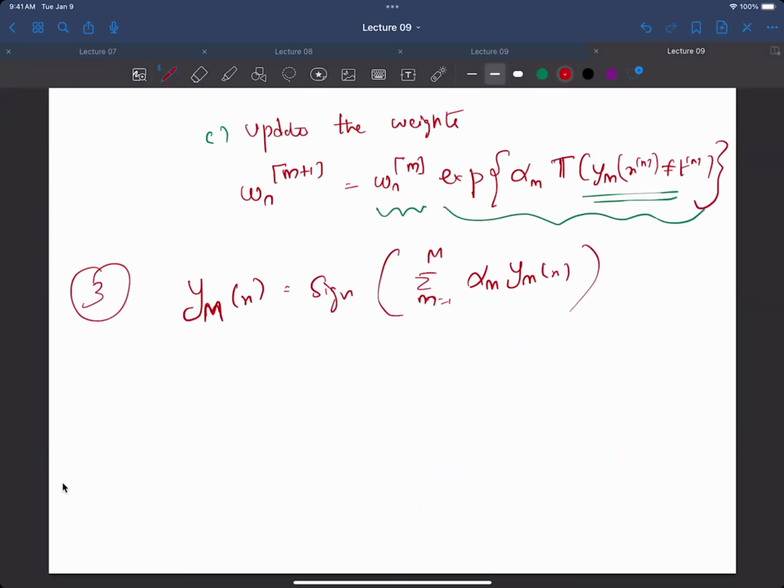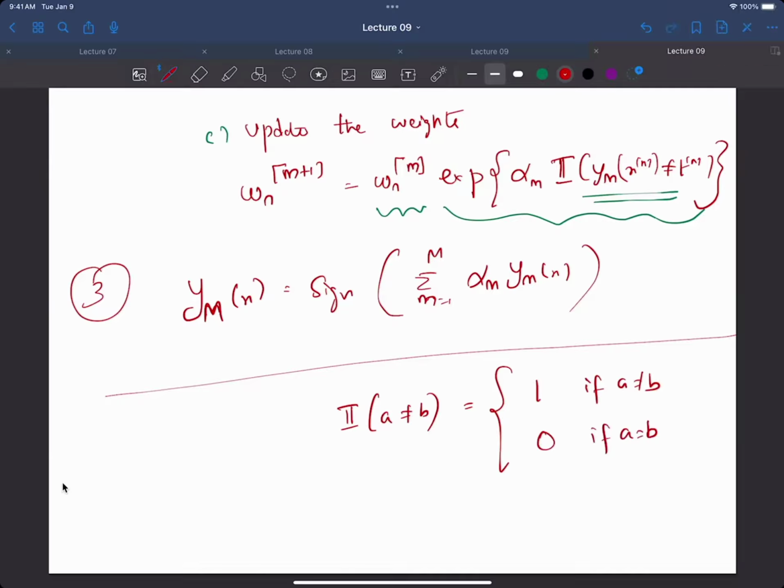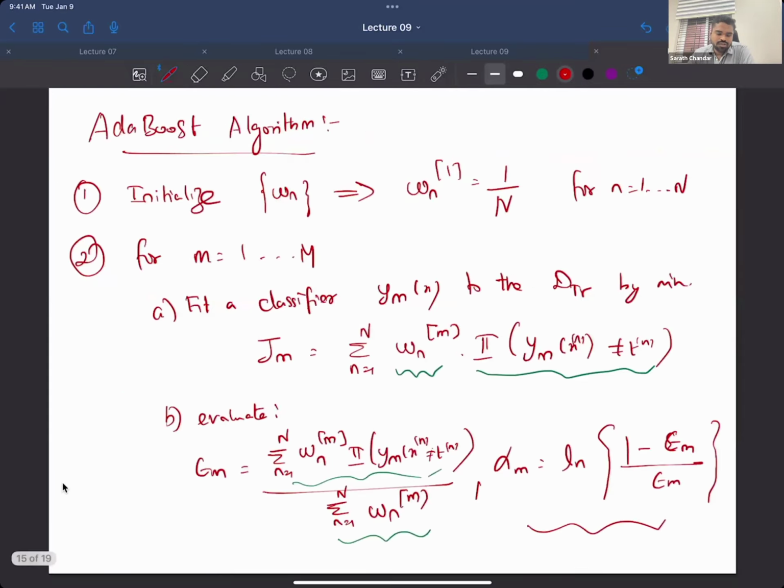So maybe for people who don't know the indicator function, the indicator function of a not equal to b is going to be 1 if a is not equal to b. It's going to be 0 if a is equal to b. Okay. I think now you can implement this algorithm. If I ask you to implement AdaBoost, you should be able to implement it because the algorithm is clear enough.